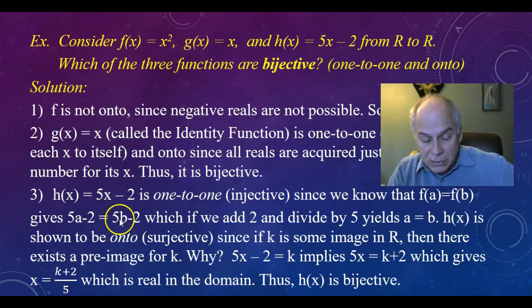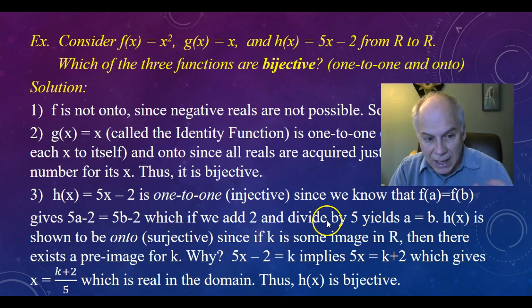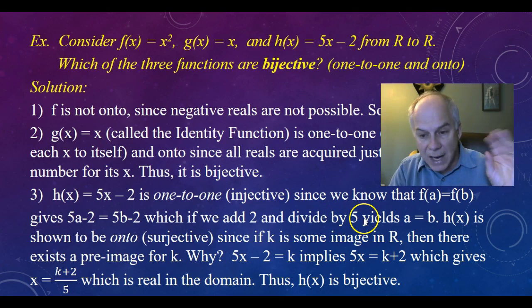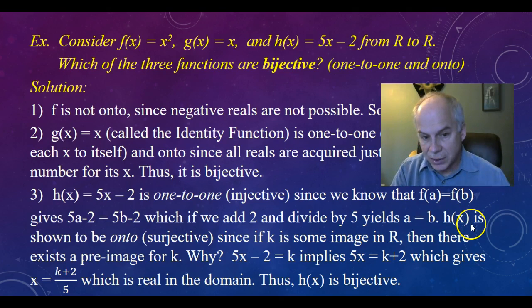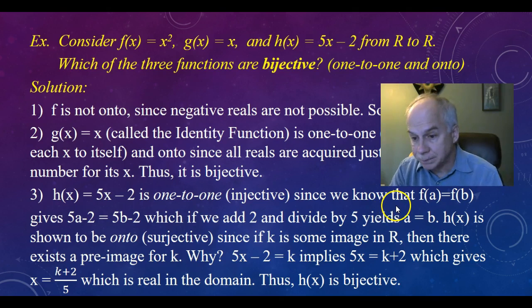And then if we solve this equation, basically get rid of the things in this equation by adding 2 to both sides, for example, which will give you 5a equals 5b, and then we divide by 5, you'll get a equals b. So since when the y values are the same, the x values have to be the same, then by the definition of one-to-one, this is a one-to-one function.